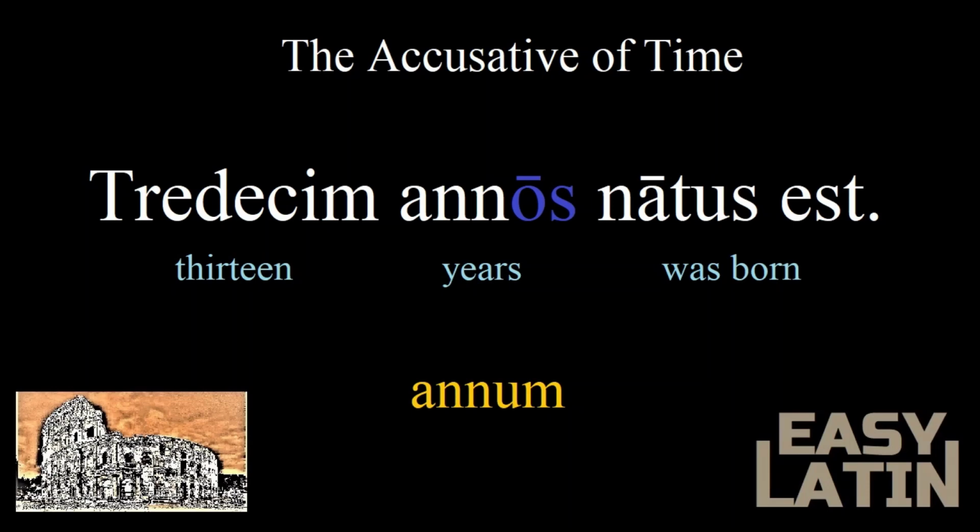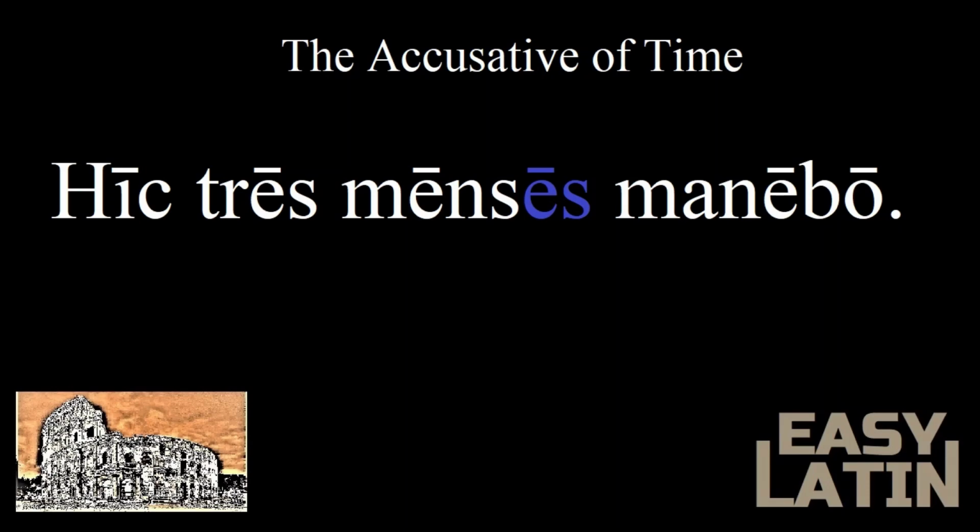And annos is the plural form of annum. The next phrase is a little harder. Hic tres menses manebo. I will stay here for 3 months. This ending es on menses is the plural accusative ending for the third declension. Maneo means I stay or reside. I think of it like I maintain myself here. And it's in the future tense here.